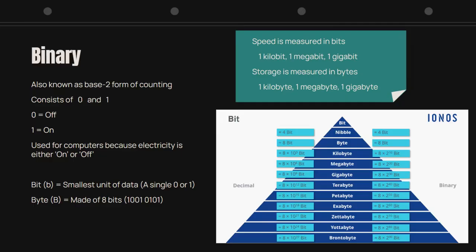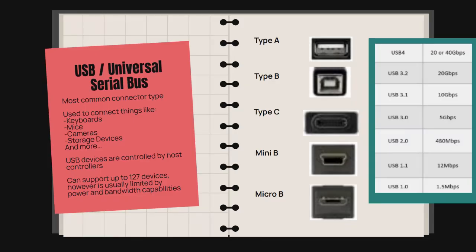This distinction matters. Internet speeds are measured in bits, while storage is usually measured in bytes. Mixing them up is one of the most common beginner mistakes in IT, and can lead to some interesting troubleshooting conversations. Now, USB, the universal serial bus.